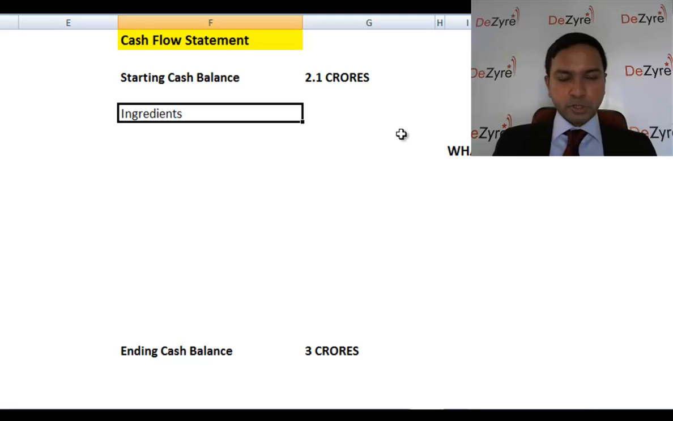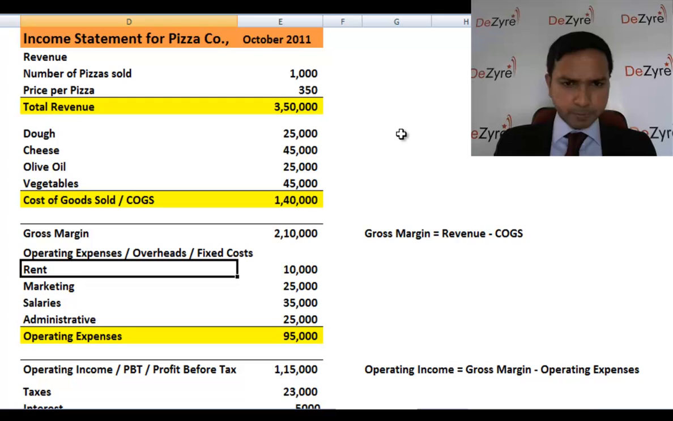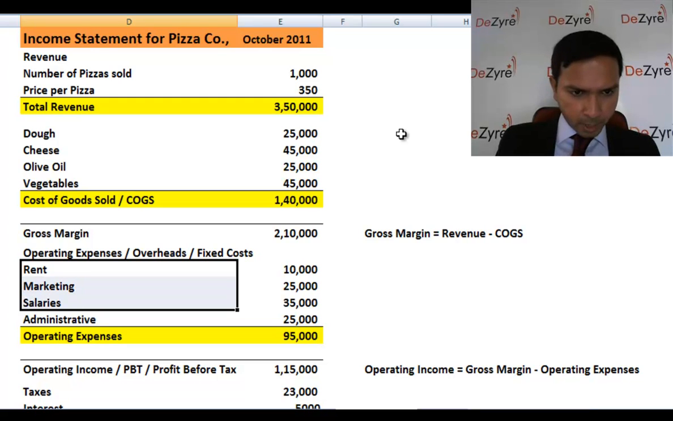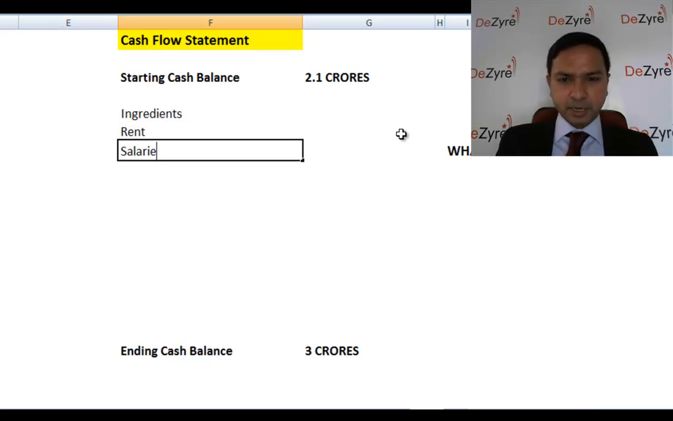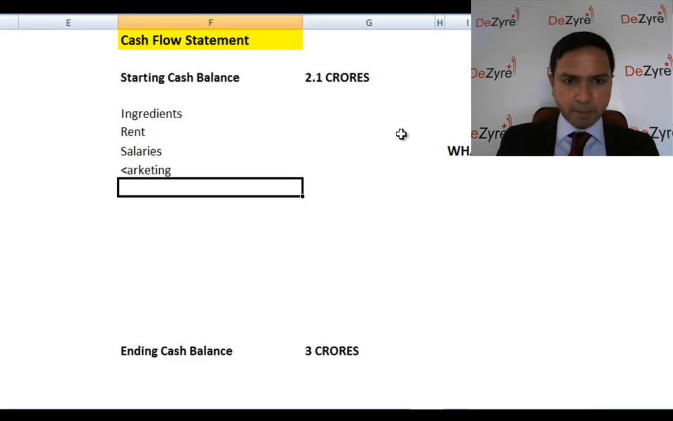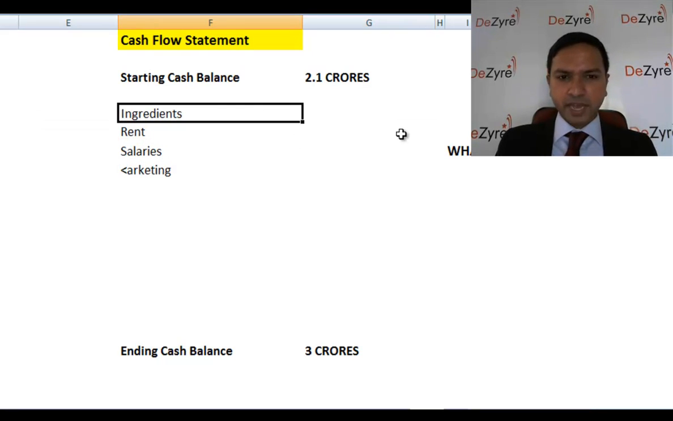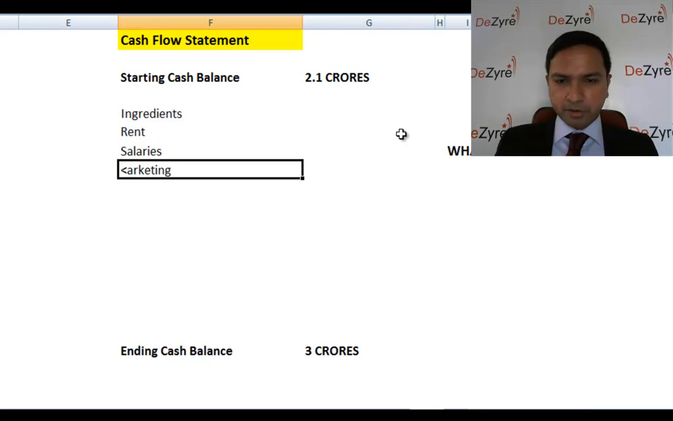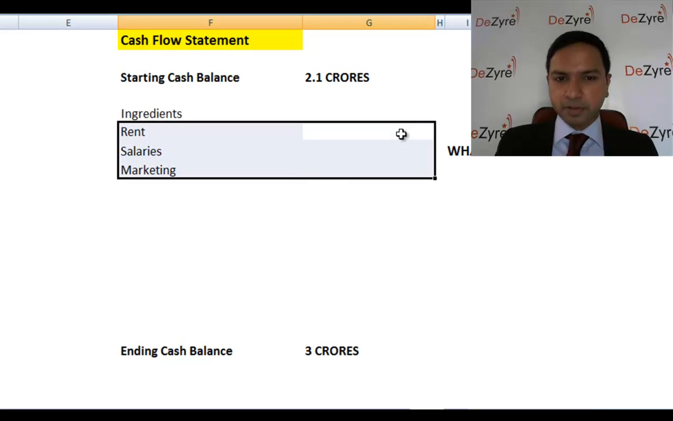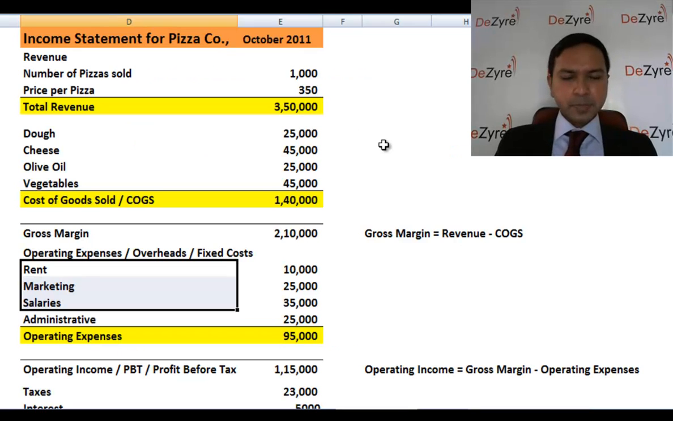Okay. You spend money on ingredients to make the pizza. What else are you spending money on right here? Look at this. You're spending money on rent, marketing, salaries, and all of those things. So if you had 2 crores, you're using money for buying ingredients, some for the rent, some for the salaries, and some for the marketing.